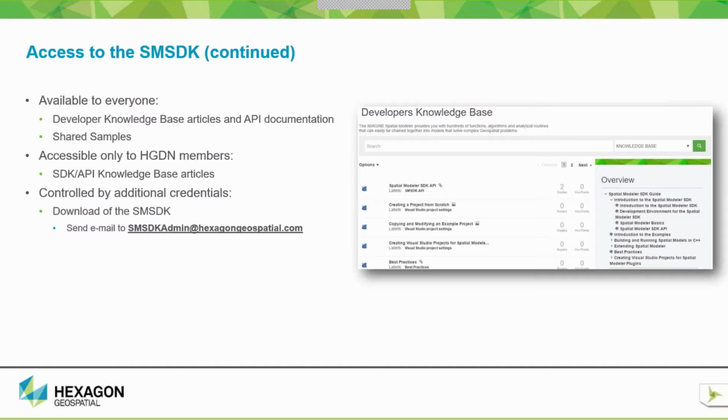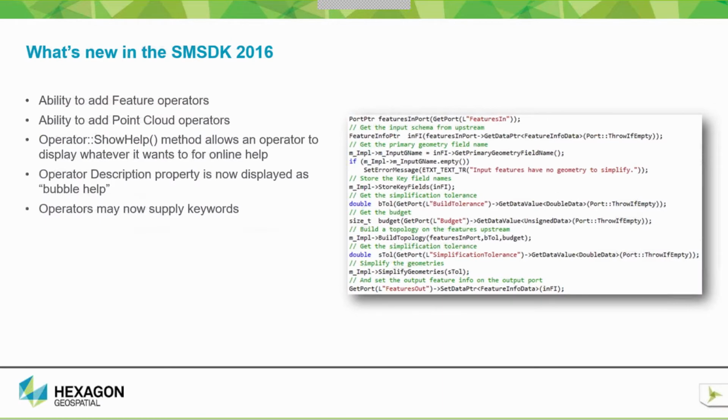New for 2016, the SMSDK has the ability to work with feature operators and point cloud operators. So now for all of the primary data types that we have in the SMSDK, the rasters, features, point clouds, etc., you can create models and create new operators that use these data types.